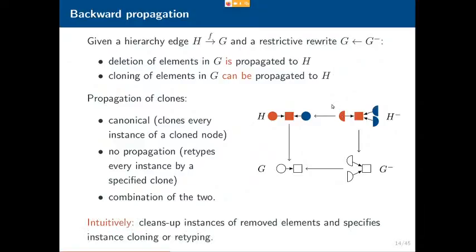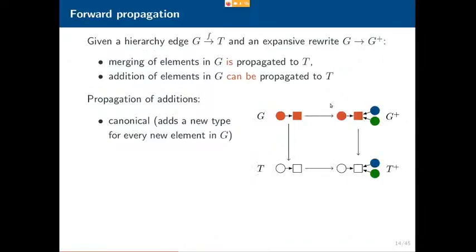So intuitively, our backward propagation allows us to clean up instances of removed elements and removed element types, and allows us to specify how we perform the cloning of instances. Now forward propagation is defined given a hierarchy H from G to T, as in our previous example, and an expansive rewrite of G. So we add and we merge some elements in G.